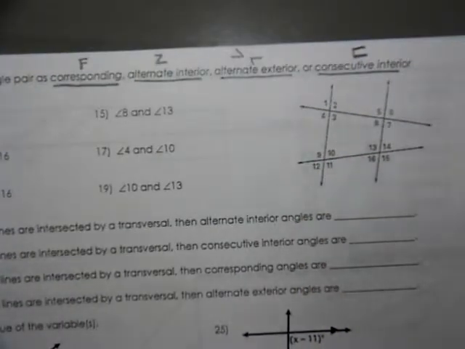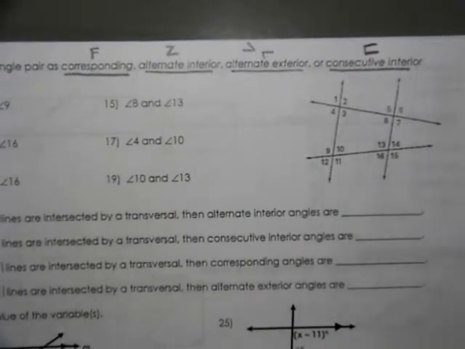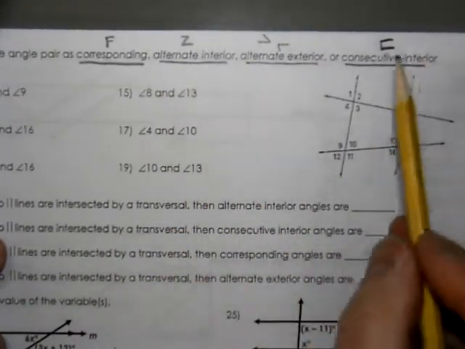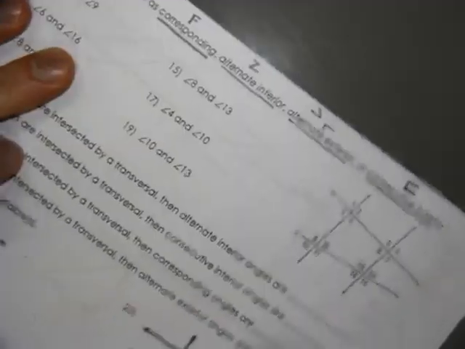Now sometimes the F can be upside down or flipped. The Z can look more like an N. It all depends on which angles we're picking. But it's going to make a zigzag shape. It's going to make a C, or maybe that look more like an N if it was turned sideways.